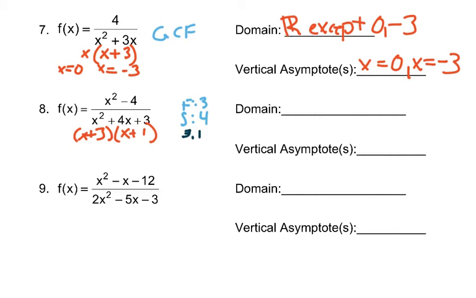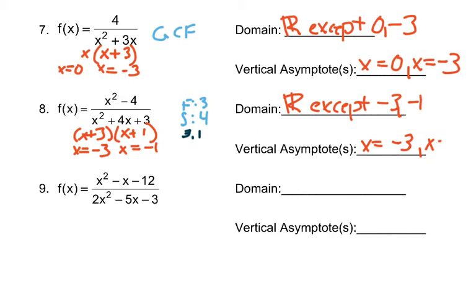So then to make my denominators equal 0, my first parenthesis would have to be an x equals negative 3. And my second parenthesis would have to be an x equals negative 1. So my domain is all real numbers except negative 3 and negative 1, which means my vertical asymptotes would be at x equals negative 3 and x equals negative 1.